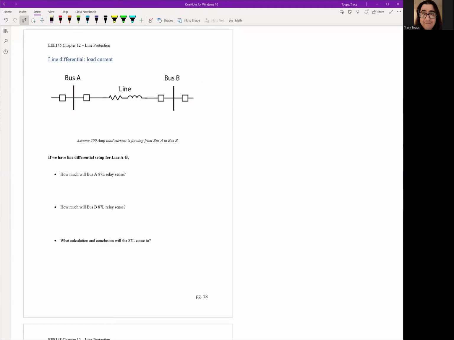Okay. Now, let's go ahead and talk about what would happen if we have load current or fault current flowing through the line differential. So let's analyze how the line differential would operate. If we have a line differential set for line AB, we assume 200 amps of load current flowing from A to B. So we have 200 amps flowing into the line from A and 200 amps flowing out of the line to bus B. This is a pass-through current that our transmission line is sending from A to B. If we have our 87L at substation A, how much current will it sense on the line? So with the CT and the 87L relay, it will sense 200 amps flowing into the line.